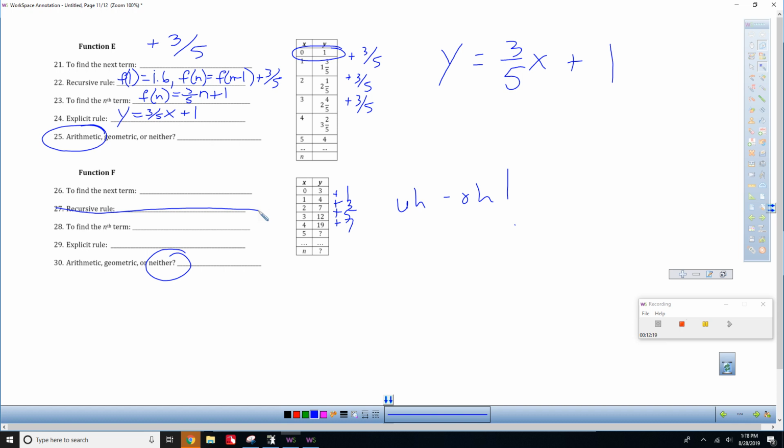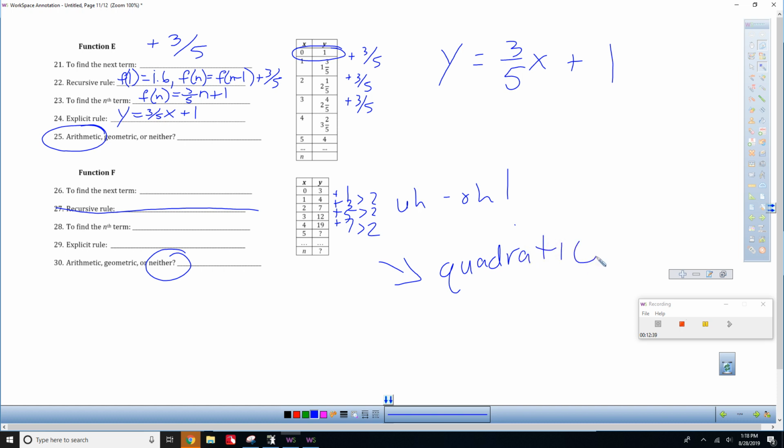Explicit rule. Anytime the constant difference, so if you take the second difference and it's 2, we're going to get into this in chapter 6. So this is a preview. Don't worry about it if you don't get this. This is going to be what's called quadratic.